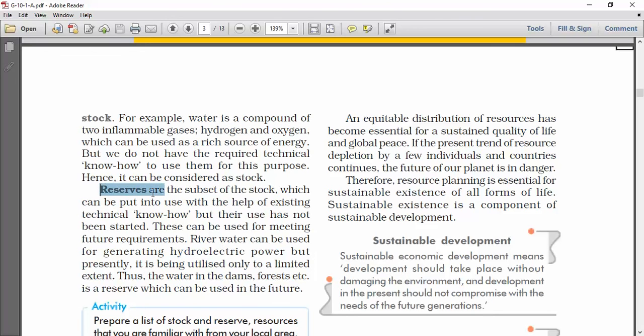Then reserves. Reserves are the subset of the stock which can be put into use with the help of existing technical knowledge, but their use has not been started. For example, river water can be used for generating hydroelectric power, but presently it is being utilized only to a limited extent.